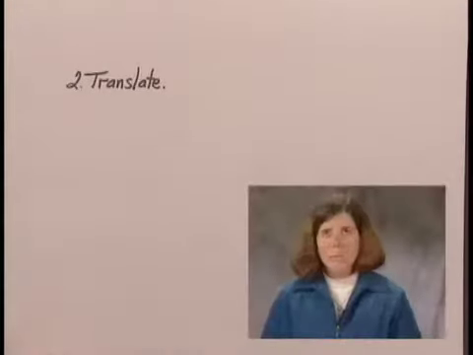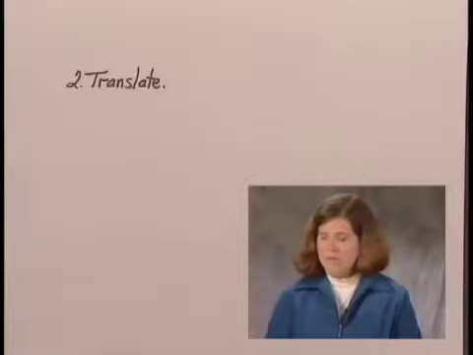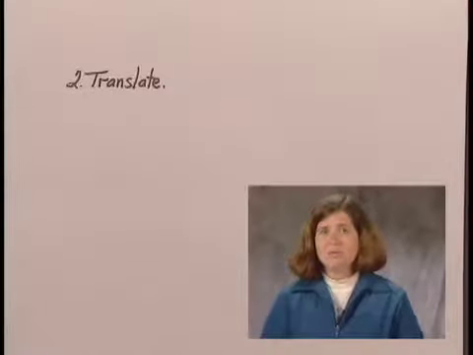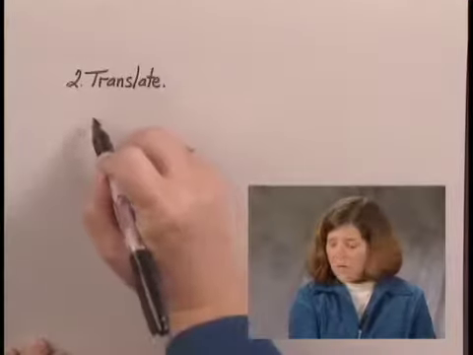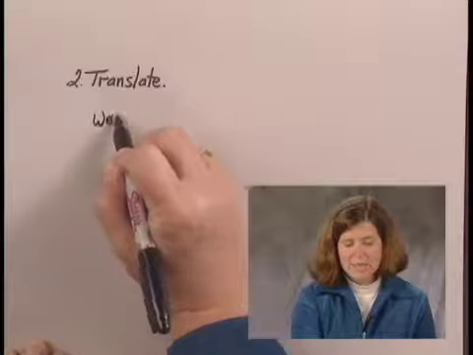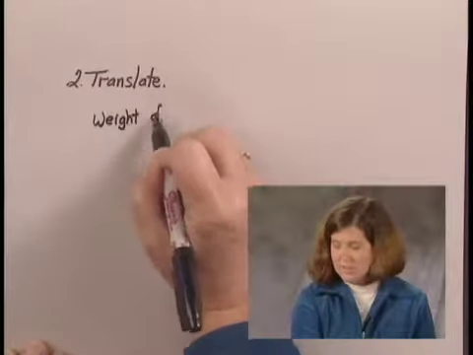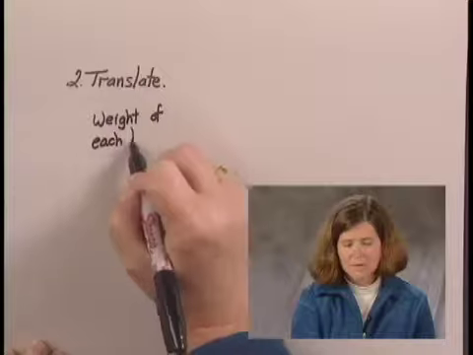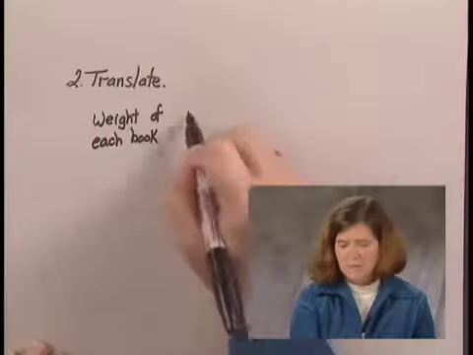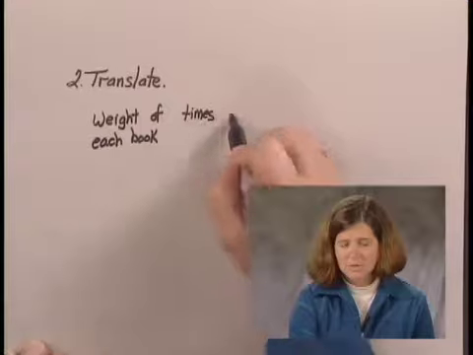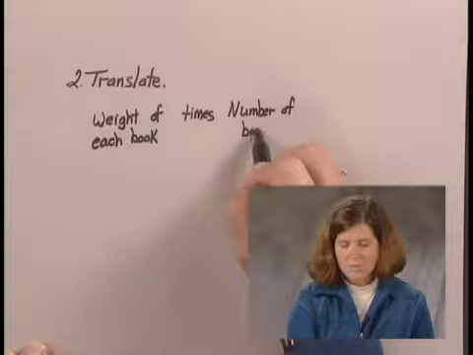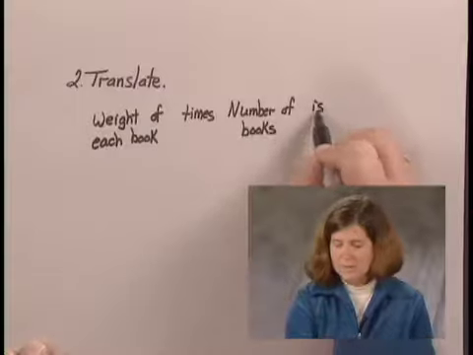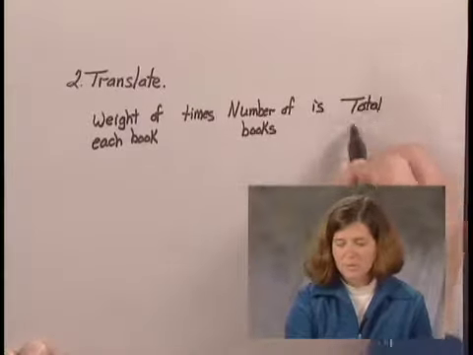And I believe we understand the problem well enough to move to the next step, which is to translate the problem to mathematical language. To translate, we think about what we know. We know the weight of each book, and we know the total weight, and we've also defined a variable representing the number of books in the order. So in English, we could write the relationship between those things as the weight of each book times the number of books is the total weight of the order.